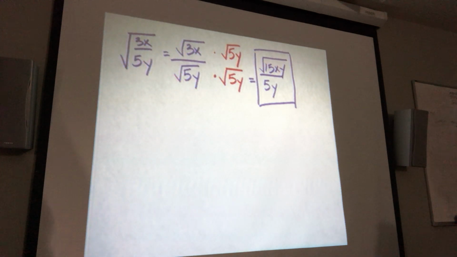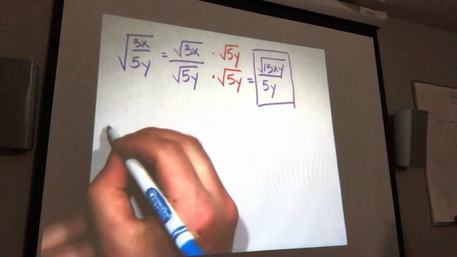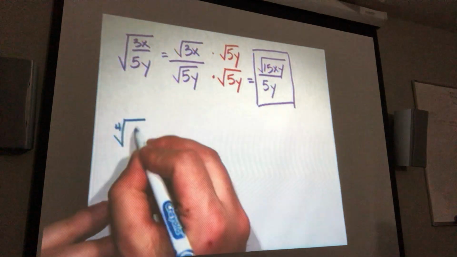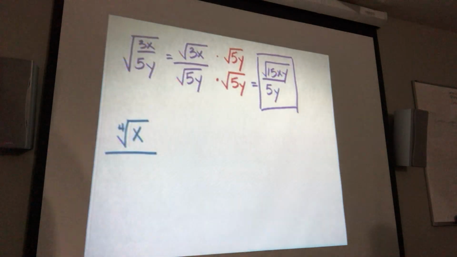You want to see one that we do mind? We really don't like fourth roots. Fourth roots are really pretty uncomfortable.